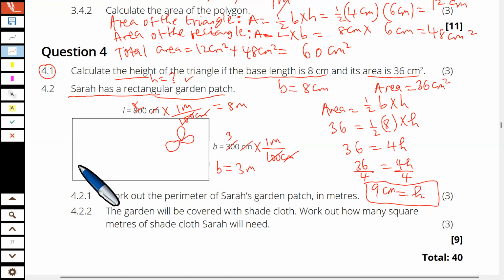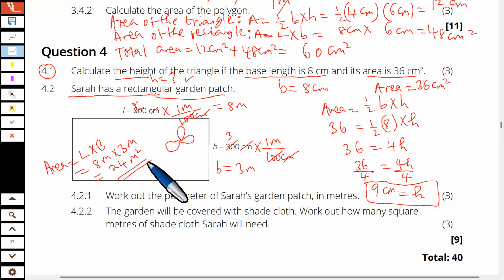So what is the area? So the area is actually length by breadth. What is the length? The length is 8 meters. What is the breadth? The breadth is 3 meters. What is 8 times 3? 8 times 3 is actually 24 square meters. So the area is actually 24 square meters.